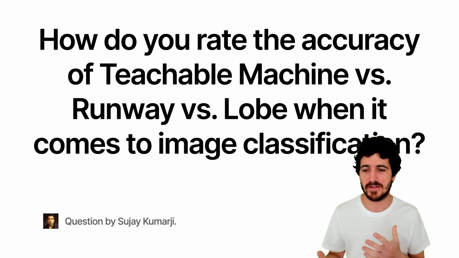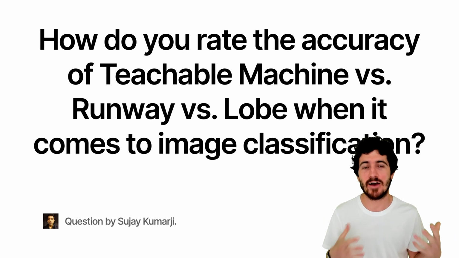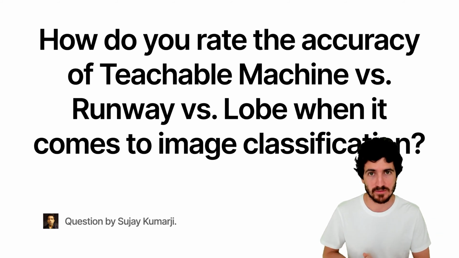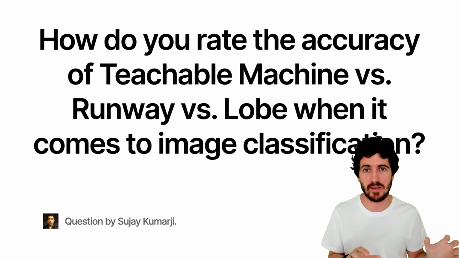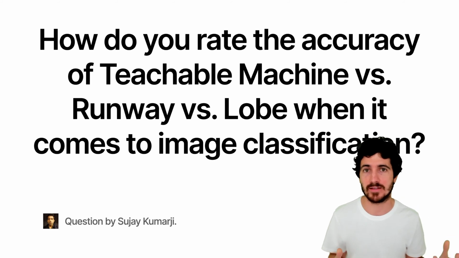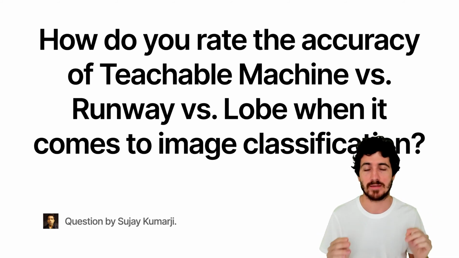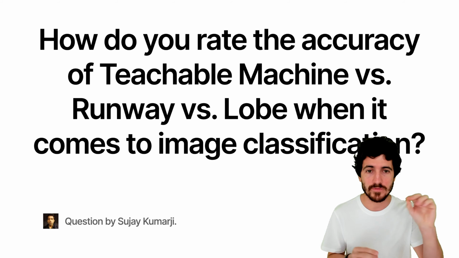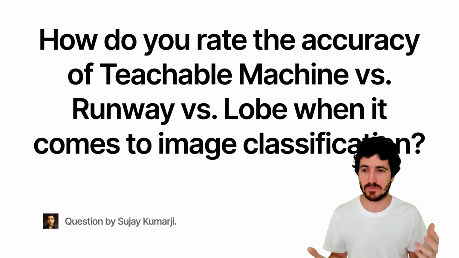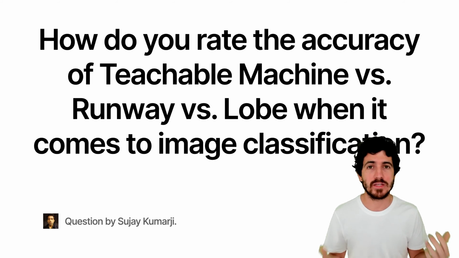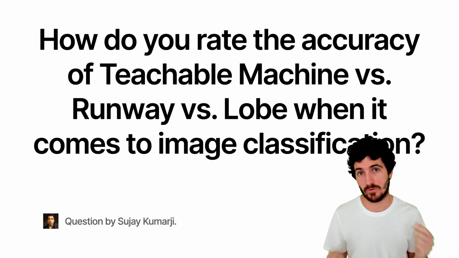Hi everyone, this is a question by Sujay Kumarji on the live stream. He's asking, how do we rate the accuracy of Teachable Machine versus Runway versus Lobe when it comes to image classification? So depending on where you're training and what type of model and what type of data and how data is being pre-processed, many factors, your model is going to be more accurate or less accurate in different types of data. In this case, all of these different tools, Teachable Machine, Runway, and Lobe, they're providing us with a way to teach these models, right? To train image classification models without writing a single line of code.